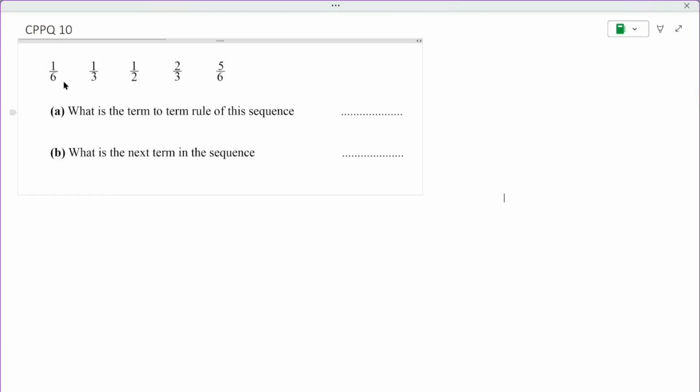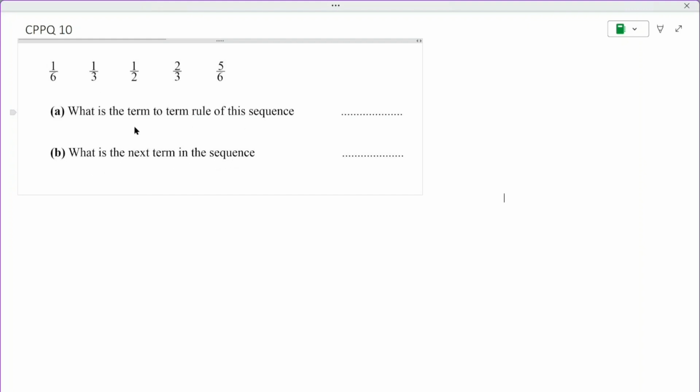Question 10. 1 over 6, 1 over 3, 1 over 2, 2 over 3, 5 over 6. 10a. What is the term to term rule of this sequence? 10b. What is the next term in the sequence?